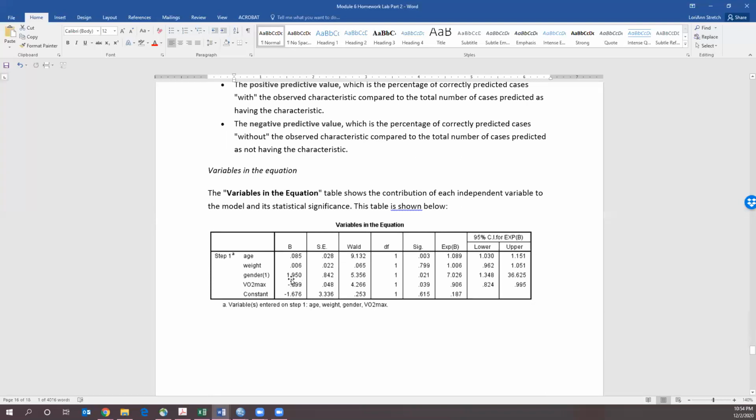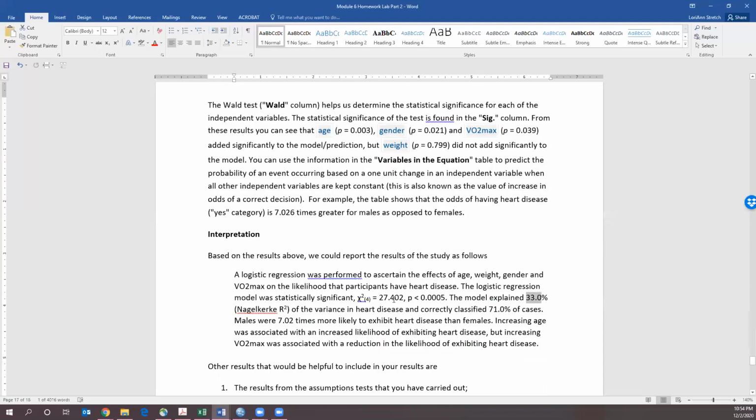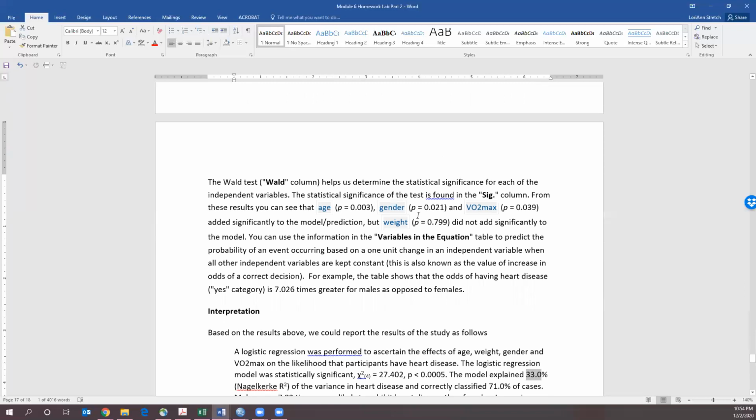This is gender, which is female, so we have to do the opposite of that for the male. Then we have our weight and we have our age. So all of those are explained there. And here's how we say that yes is 7.027 times more than the male. So we calculated that, and I've explained all that here for you.